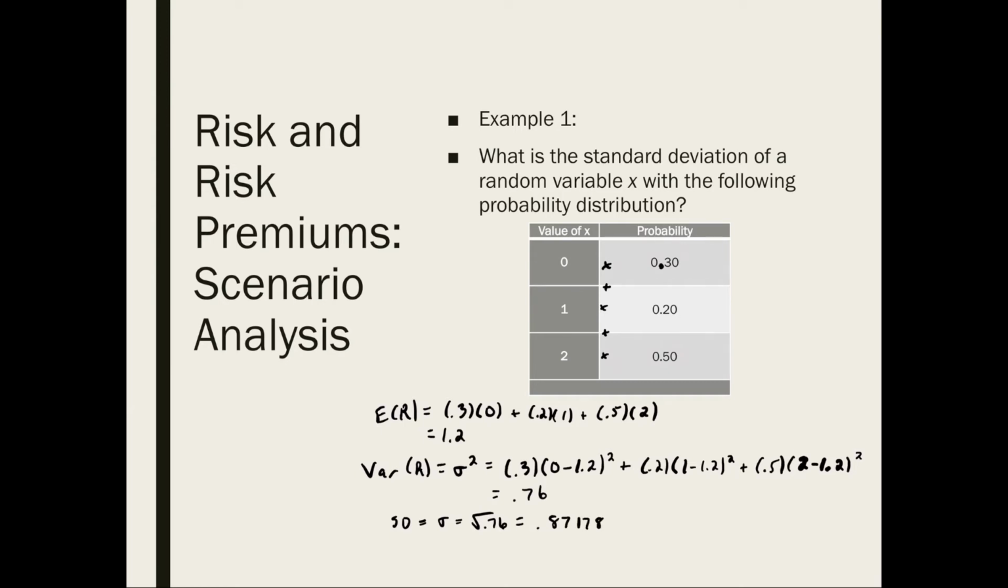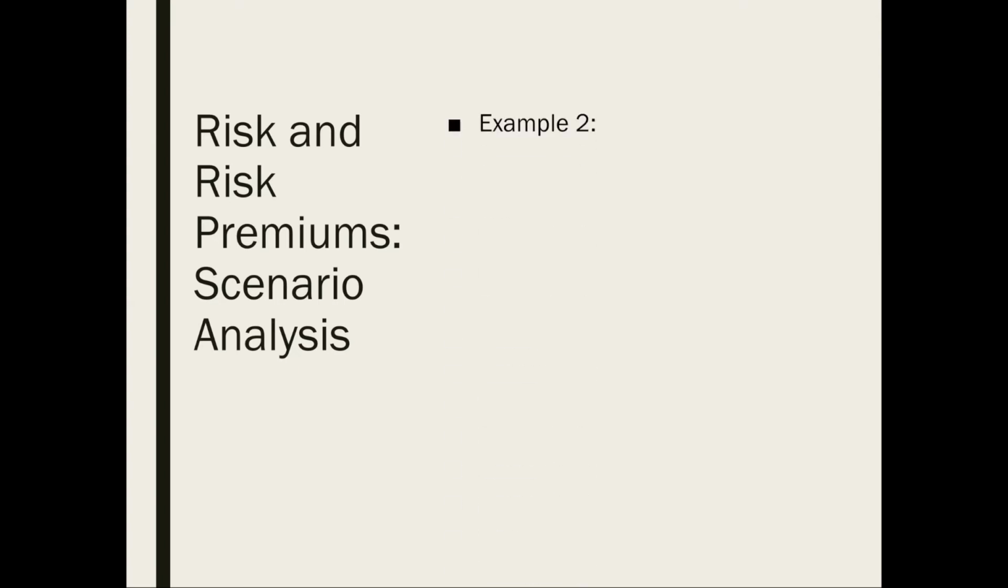Variance units change since we are squaring things. The standard deviation has the same units as whatever your input is. In this case, it's just simply a value of x. So your standard deviation is 0.87178, whatever units this x input is. So let's take a look at another example dealing with returns.